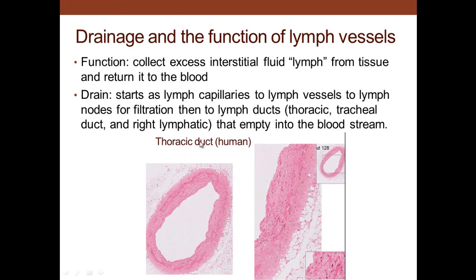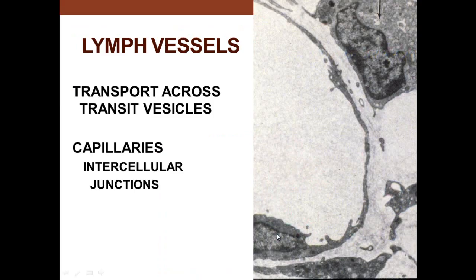So here we see in the human, we see the thoracic duct. And the characteristic of a thoracic duct is it has some smooth muscle in there, but it has a lot of connective tissue. So this is different from the artery. It does have endothelial cells on its surface, but the layer here doesn't have very much smooth muscle in it. It has mostly connective tissue in there.